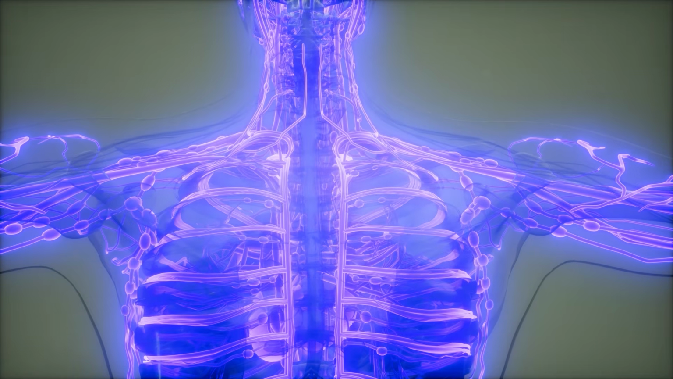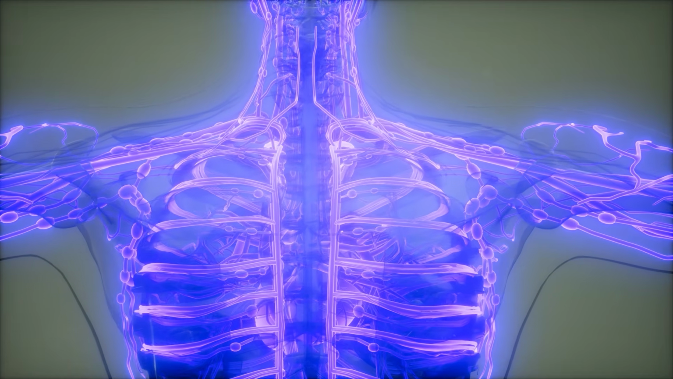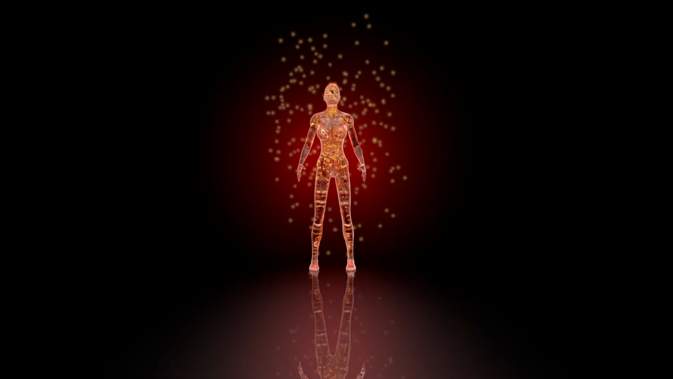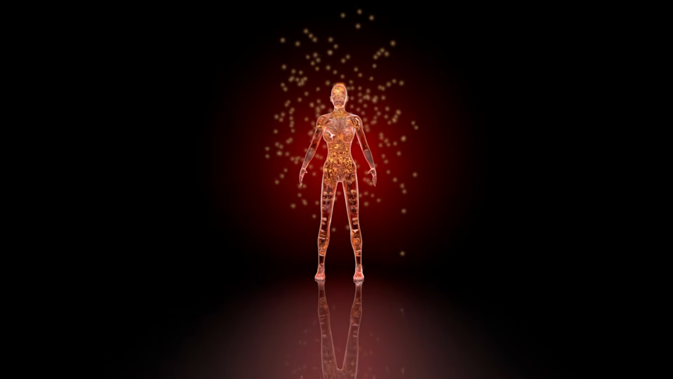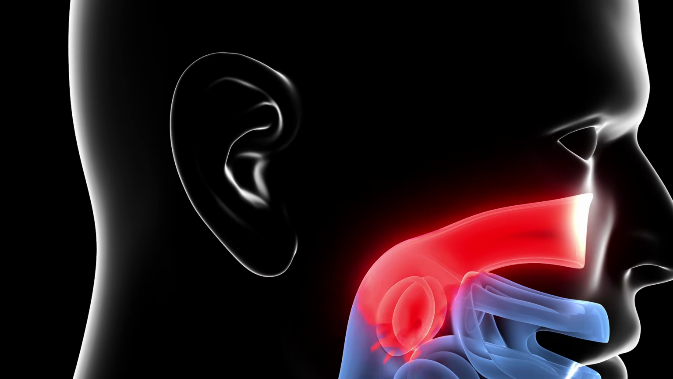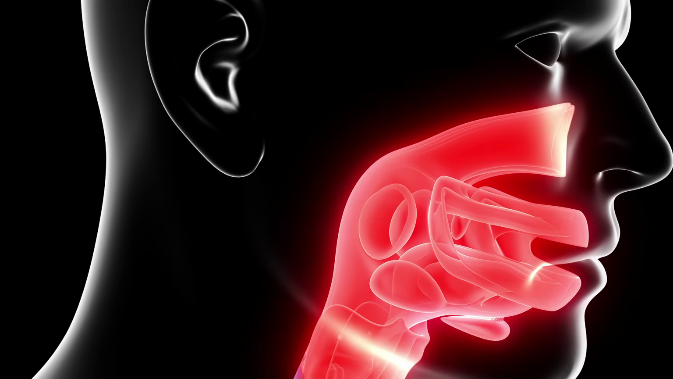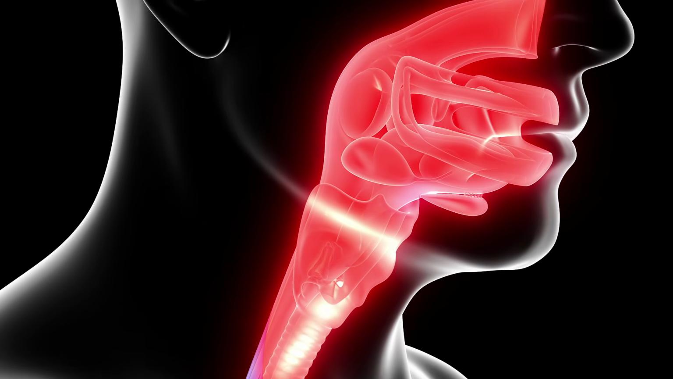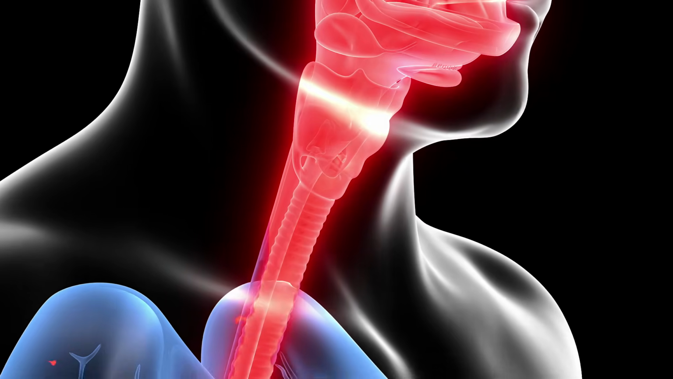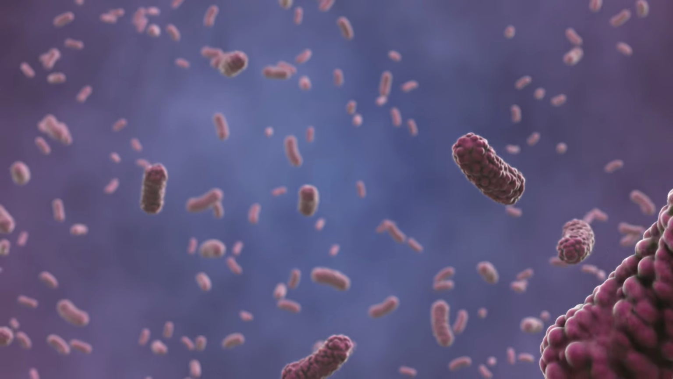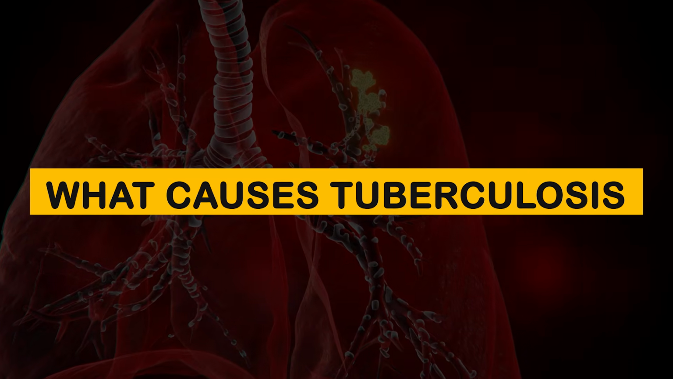TB is not just a simple lung infection. It is a disease that interacts deeply with the immune system and can remain hidden in the body for years before becoming active. Understanding how TB works requires understanding how it enters the body, how the immune system responds, and how the bacteria survive.